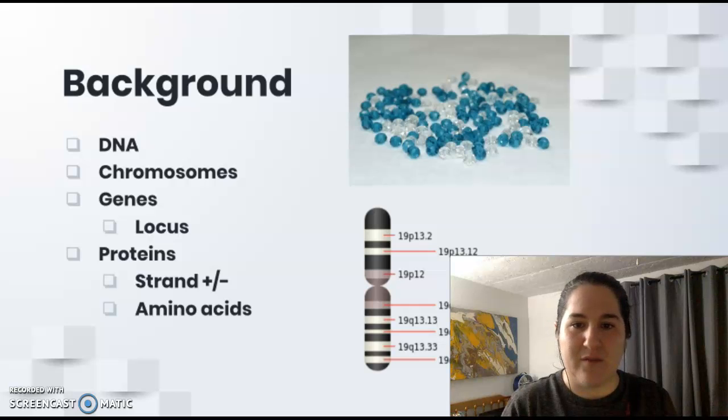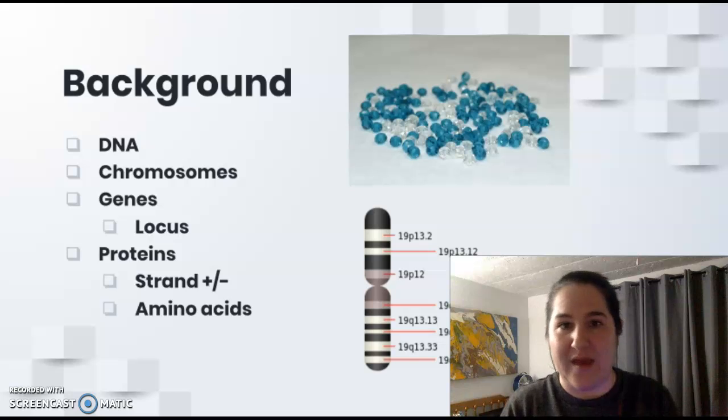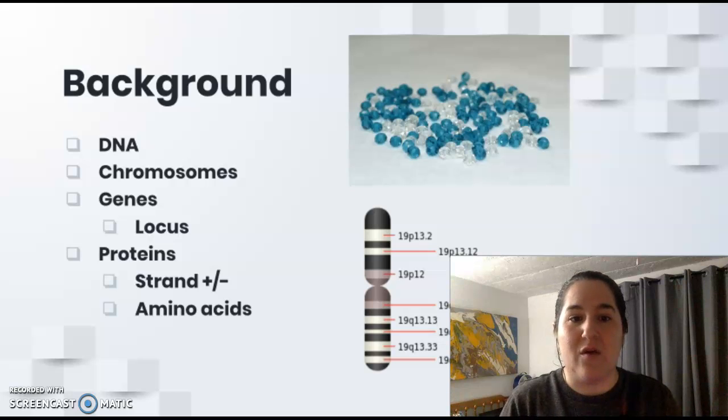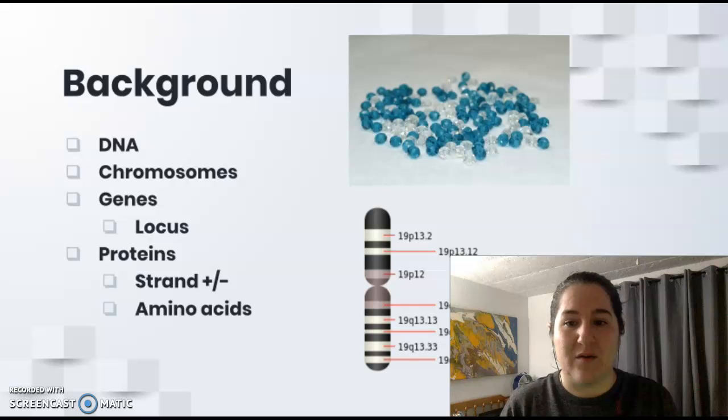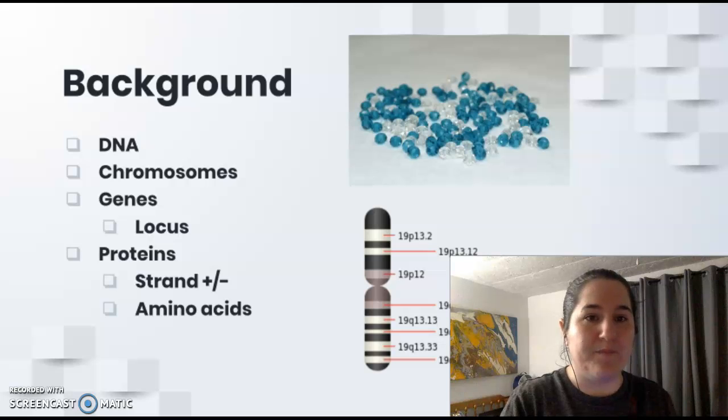On the bottom right hand side, that is a picture of a chromosome where the different white and gray areas are the different, what's called a locus. Now, a locus, the plural form is loci, are just areas. They're just locations where specific types of genetic information are stored.